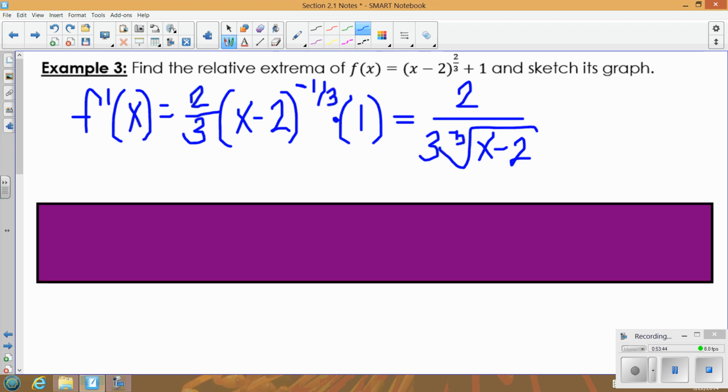So 2 exists in the original function, but it does not exist in the derivative because now I have 2 going into the denominator, which creates 0 in the denominator. So that means 2 is going to be a critical value.